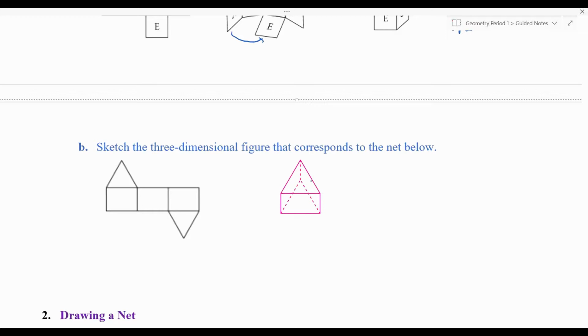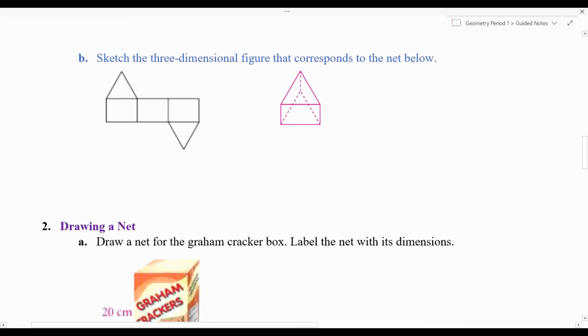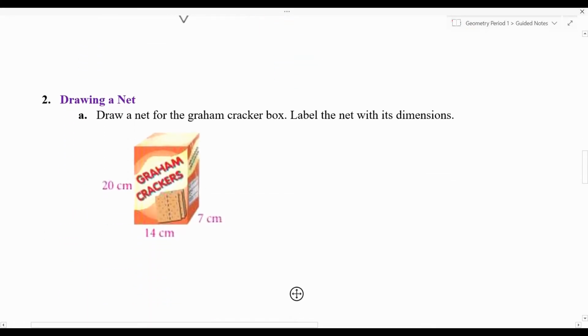So let's take a look at our next part, which is drawing a net. Draw a net from the graham cracker box. Label the net with its dimensions. All right, again, I am not much of a sketch artist, so I'll make sure that I can put the image up here, but right now we can see that it is a box, and it actually has 6 faces, a top, a bottom, and 4 other sides.